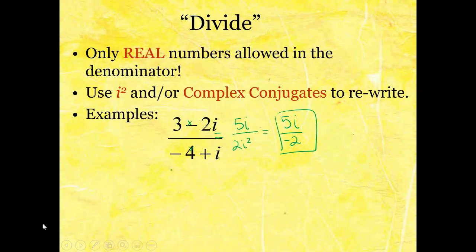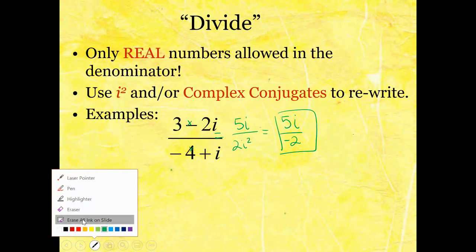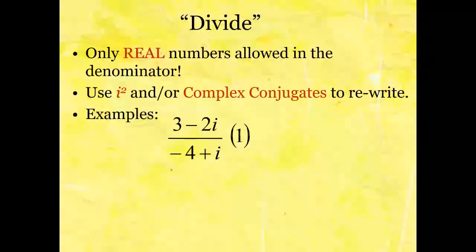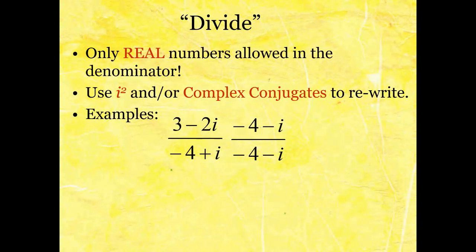Whoa, what do I do here? It's not going to help me if I multiply by i over i. That's not going to get rid of it. But we just talked about what you can multiply a complex number by in order to make it a real number: its complex conjugate. You can multiply it by 1. So I'm going to choose negative 4 minus i over negative 4 minus i. And then I'm going to use what I just learned to actually multiply these out.